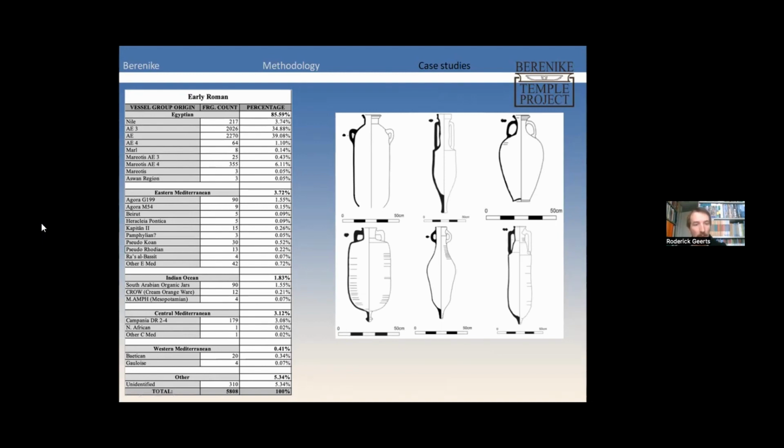So we have material that's produced in Egypt, the Eastern Mediterranean and Indian Ocean, Central Mediterranean, Western Mediterranean, and some unidentified fragments. What you can see here is a clear focus on material from Egypt itself, especially the amphorae Egyptiennes are quite common within the material, while material from the other regions is less common, and especially Indian Ocean, Central and Western Mediterranean are found in all contexts actually, but in very small quantities.